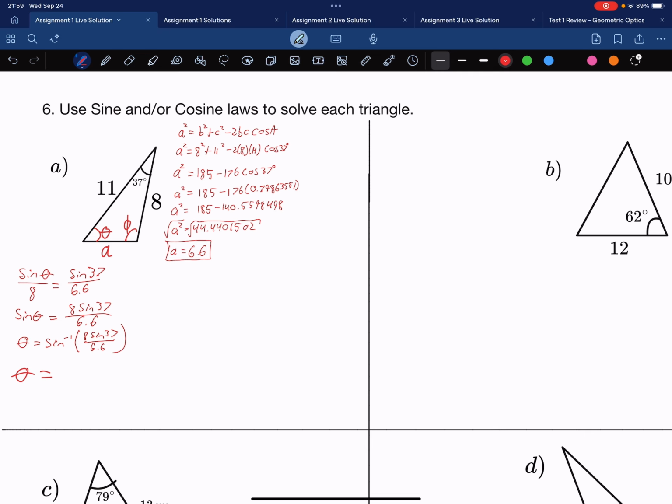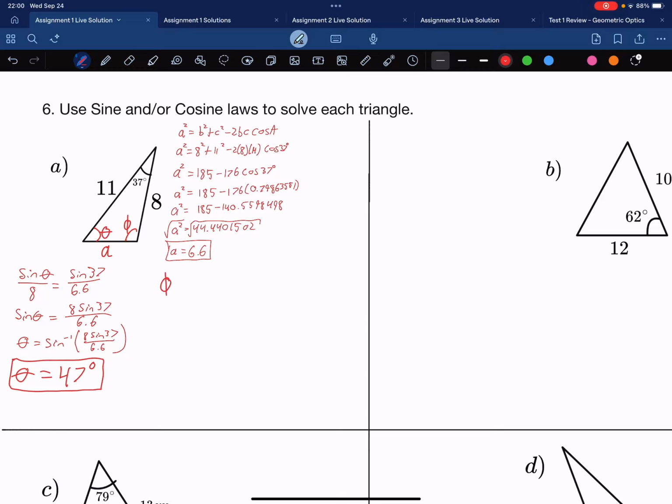So I have the inverse sine of 8 times the sine of 37 divided by 6.6. And here I will round that up to 47 degrees. And that's my angle for theta. Again, as always, you could do 90 minus theta, or you could do 180 minus 37 minus theta, and then you know, not 90 minus, but 180 minus 37 and minus 47, then that would give you phi.